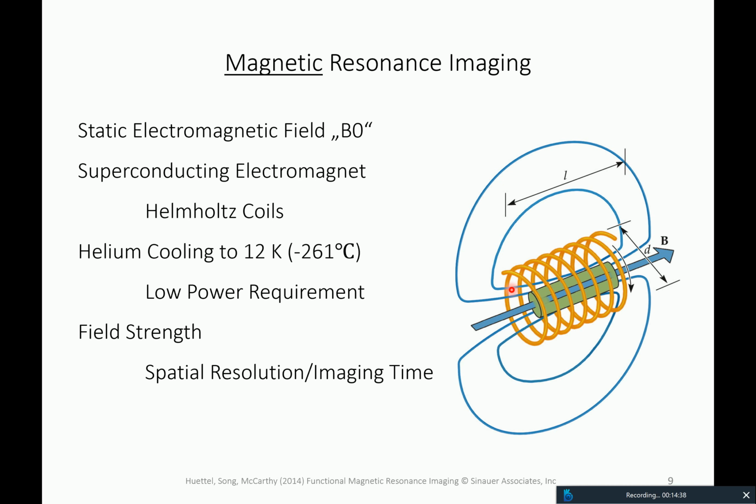Field strength can help, because this is quite a complex setup, as we will see over the next couple of hours. Field strength can help with the spatial resolution, so you can have higher spatial resolution, or you can have quicker imaging time. It's not that everything just gets better with higher field strength, because there are also biological limitations. So currently the standard way to do imaging is with 3 Tesla scanners.